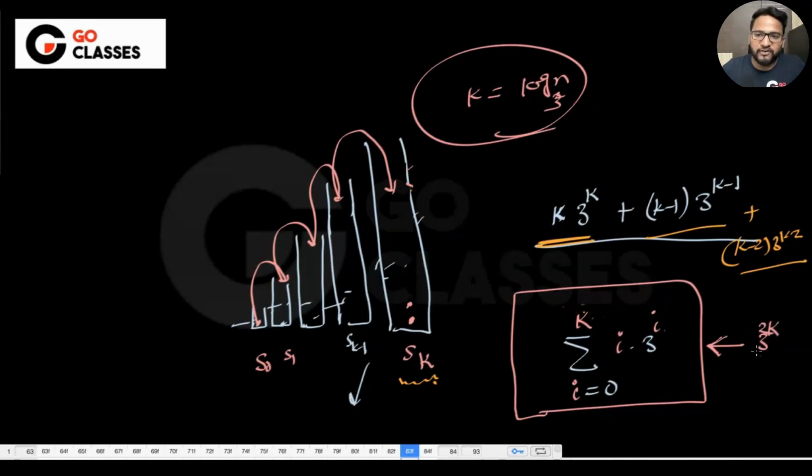Let's suppose whatever its final answer comes, that will be in terms of k. And then you have to put the value of k to finally get the answer in it. Is this okay?